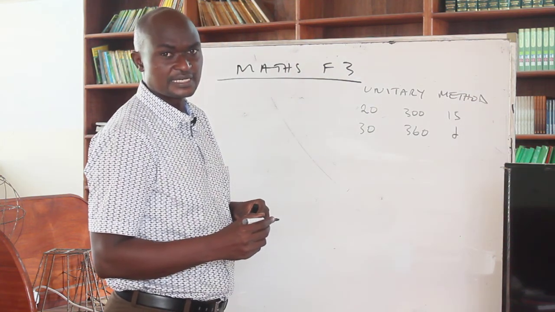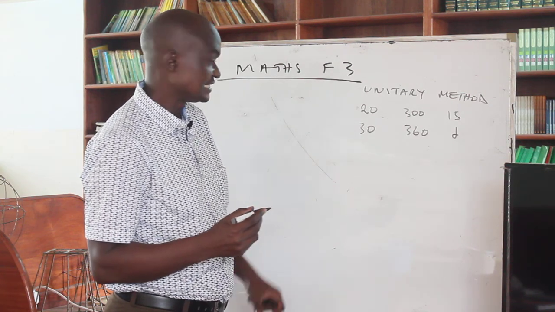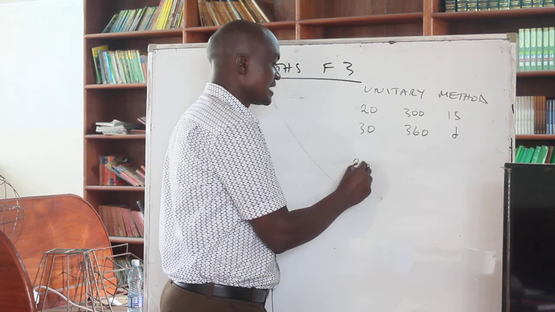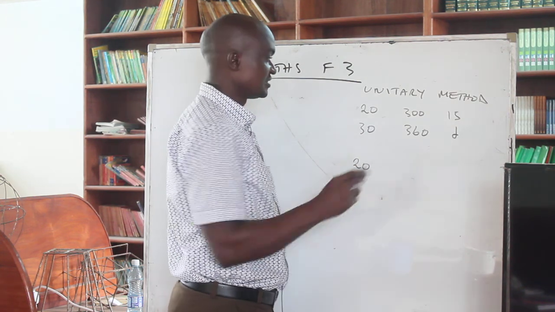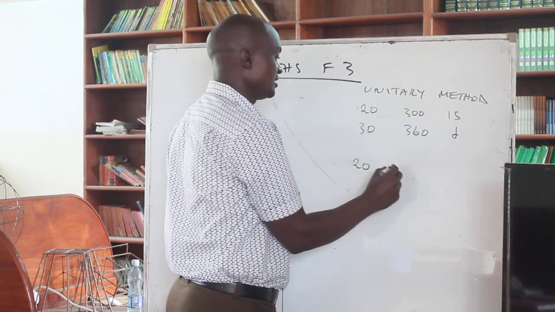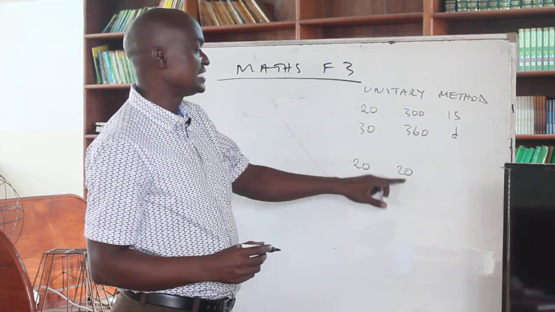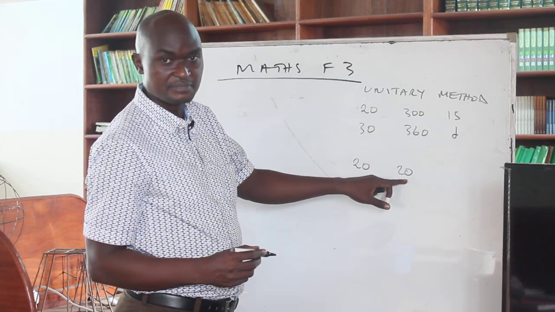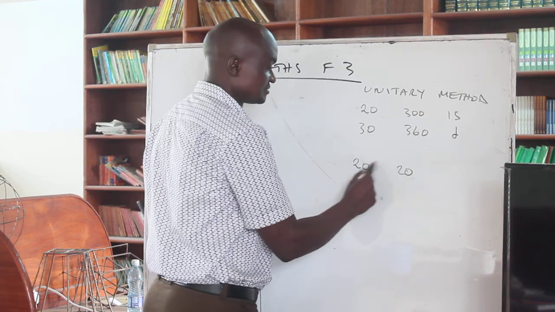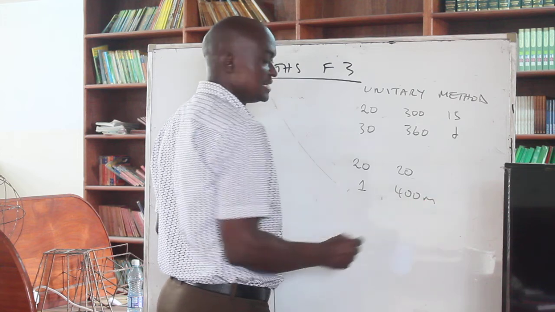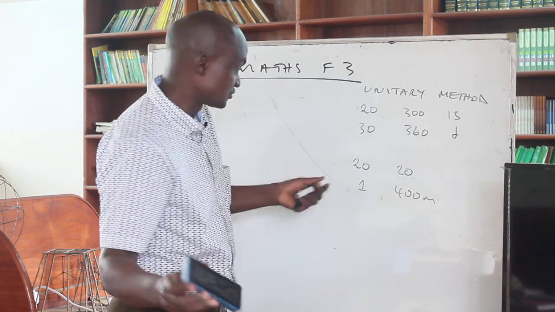D. 20 men can dig a trench 300 meters long in 15 days. That will mean that the 20 men will dig a trench that is how many meters long in one day? 300 divided by 15, and that will be 20. So 20 men will dig 20 meters long. What about one man? One man will require this by that, and that will give you 400 meters long to do this entire work, okay, for that whole time.